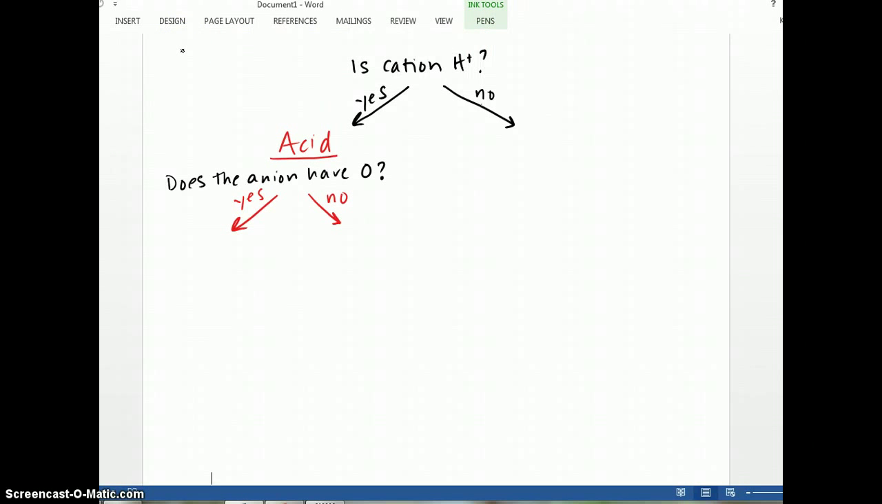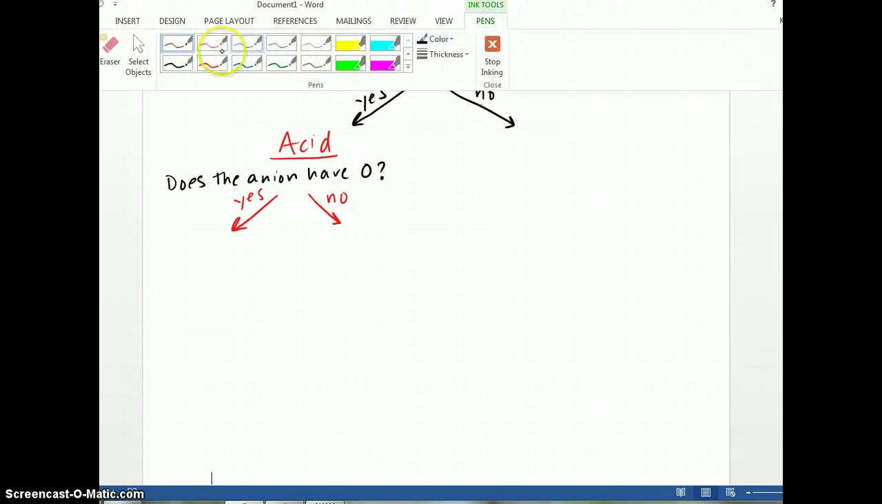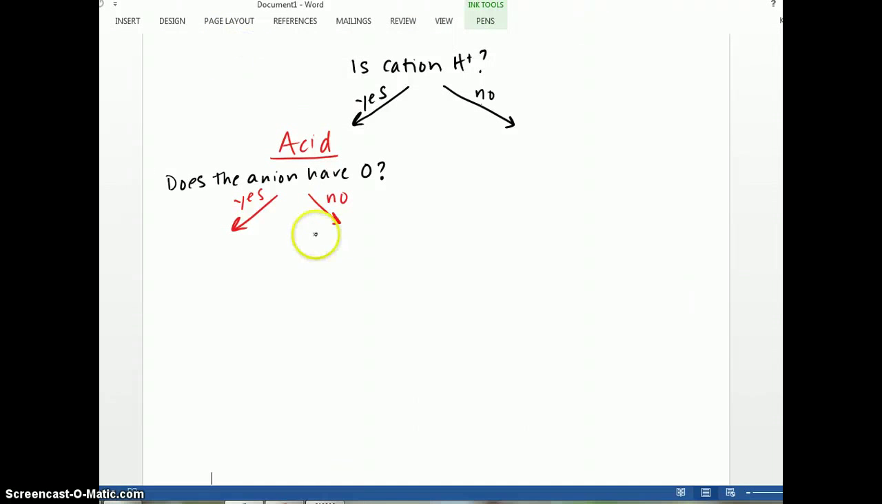If you don't have oxygen, we're going to name it by the formulas that we learned earlier. We're going to name it hydro blank ic acid, and the blank stands for whatever the element is, so hydrochloric, hydrobromic, hydrosulfuric.